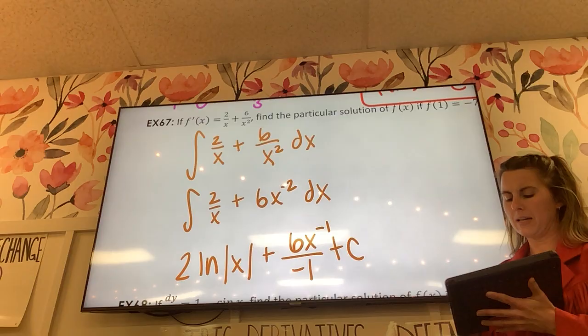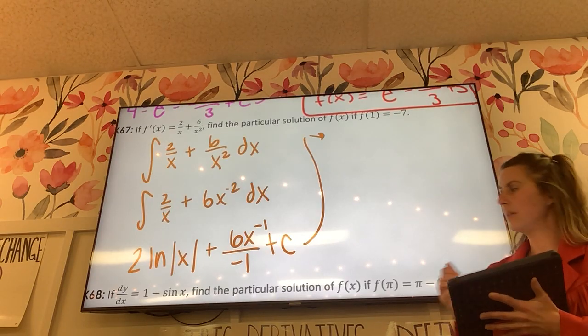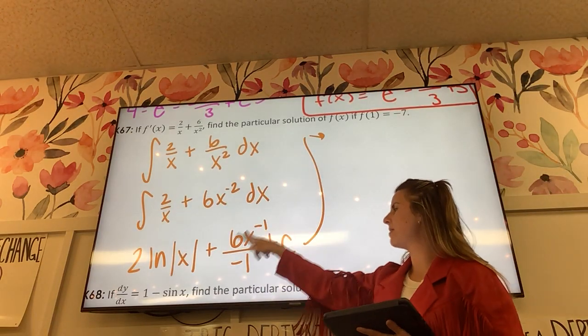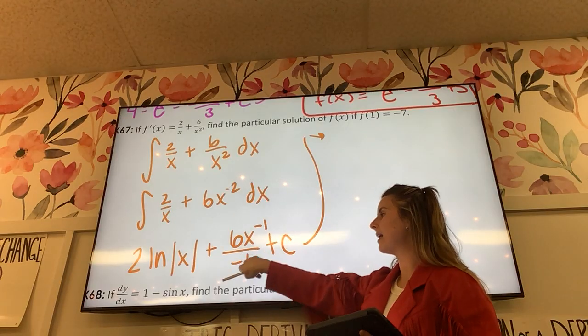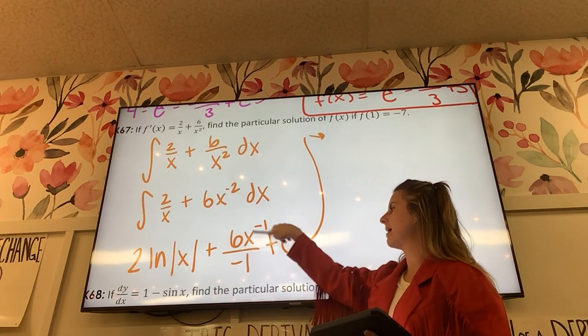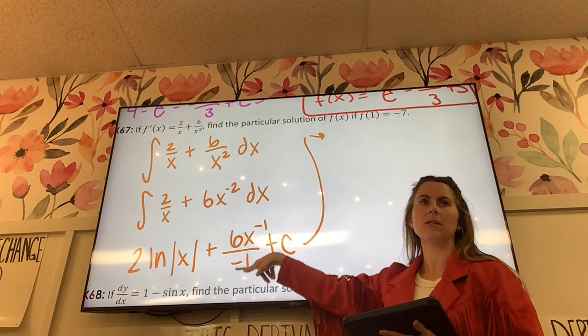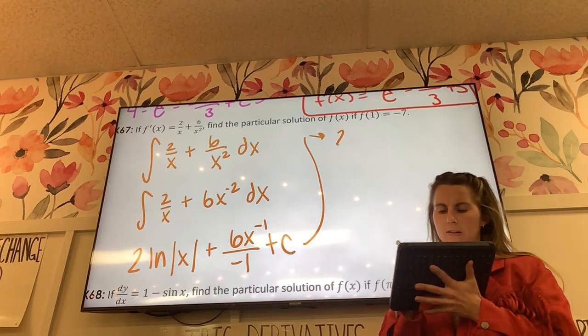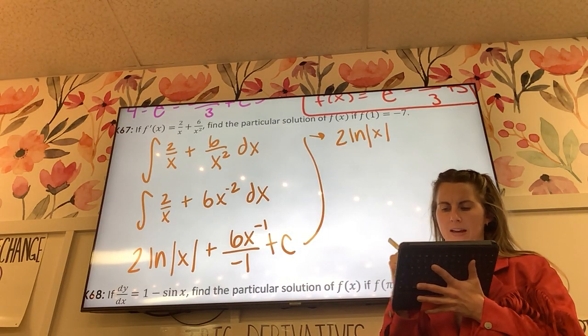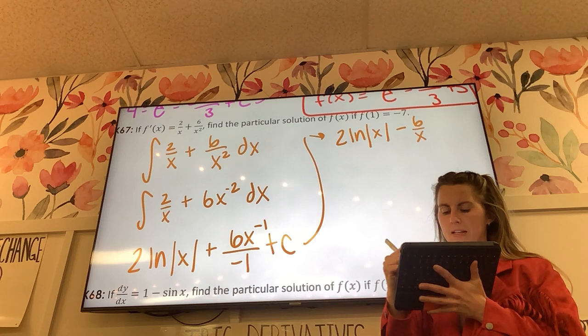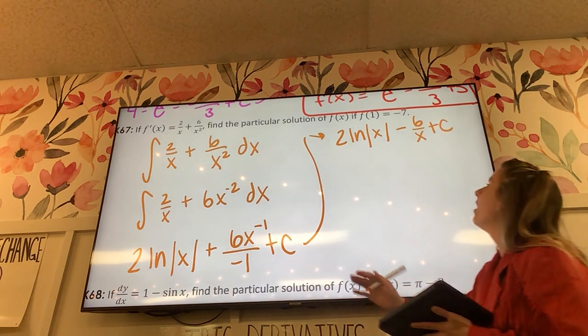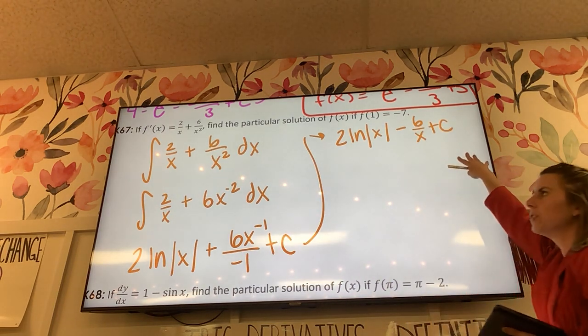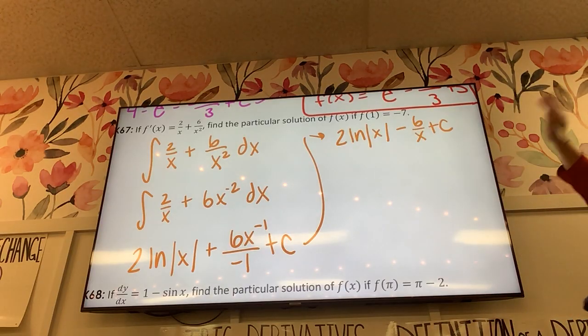And then plus c. So I'm going to simplify this. 6 divided by negative 1 is negative 6, and then I'm going to move this x to the bottom of my fraction. Does that make sense? All right, so I'm just going to rewrite it: 2 ln absolute value of x minus 6 over x, and then plus c. So this is my general solution, my general form. I don't know what c is.